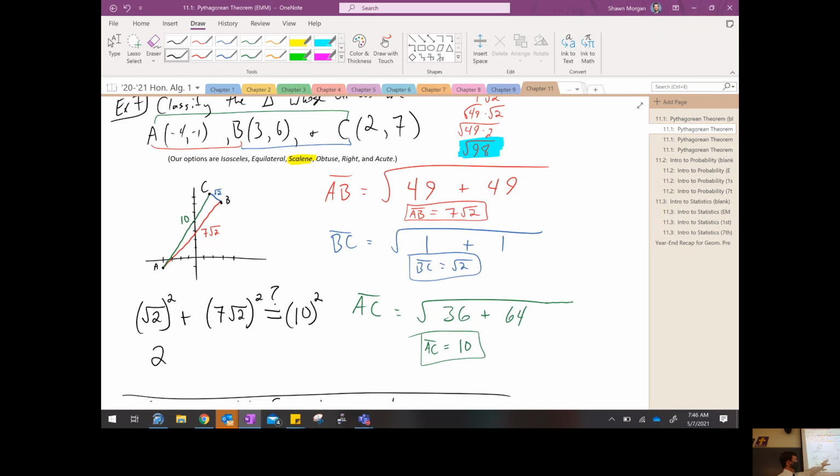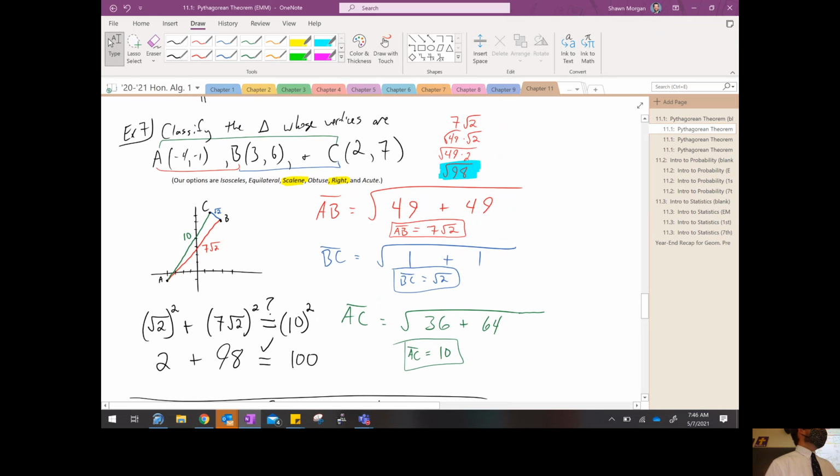Jack, can you do 7 square root of 2 times 7 square root of 2? Very good, very good. Because you square the 7, that's the coefficient, and you square the square root. And again, that gives you 49 times 2, or 98. And so now, what do we say? It most definitely does work. So therefore, what conclusion would you reach about this triangle? It is a right triangle.